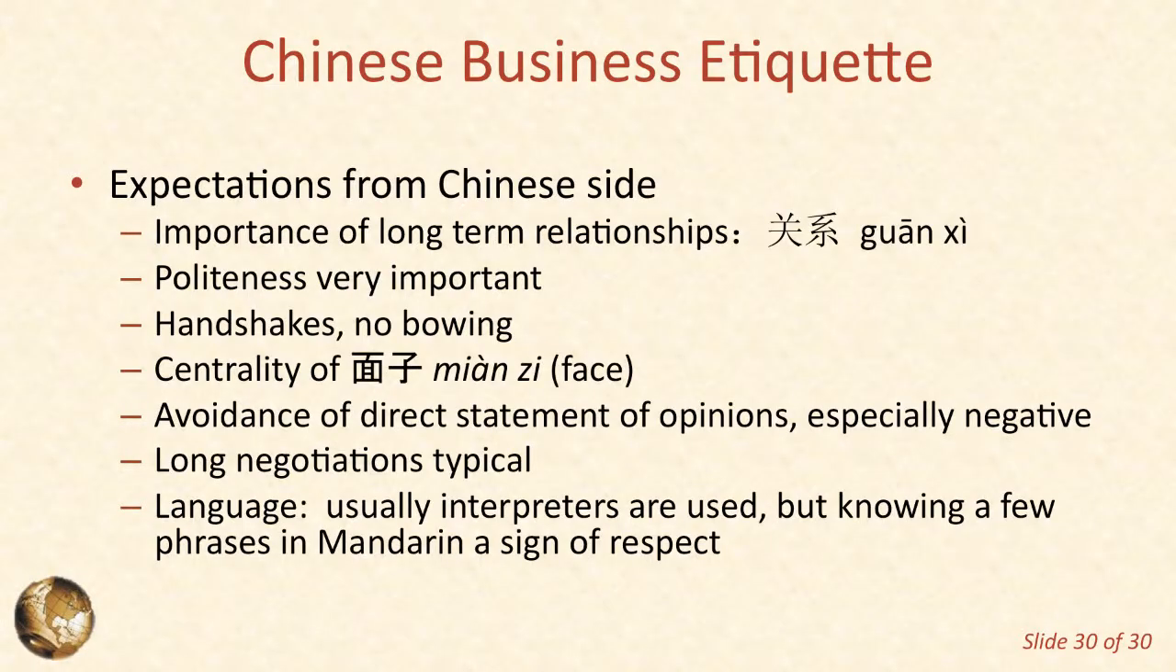So the idea is that in China, you want to build a long-term relationship. Guanxi is the term for these relationships that are very important. Politeness is important. You don't bow in China. It's not like Japan. And that's an important thing to know. Maintaining face is very important. That's something that's typical of Asian cultures in general. One doesn't want to embarrass the other person, is what we're talking about with maintaining face. Chinese tend to use an indirect communication style, so one has to be aware of that. It's great if you know a little bit of Mandarin, that can be very helpful in conducting business in China.